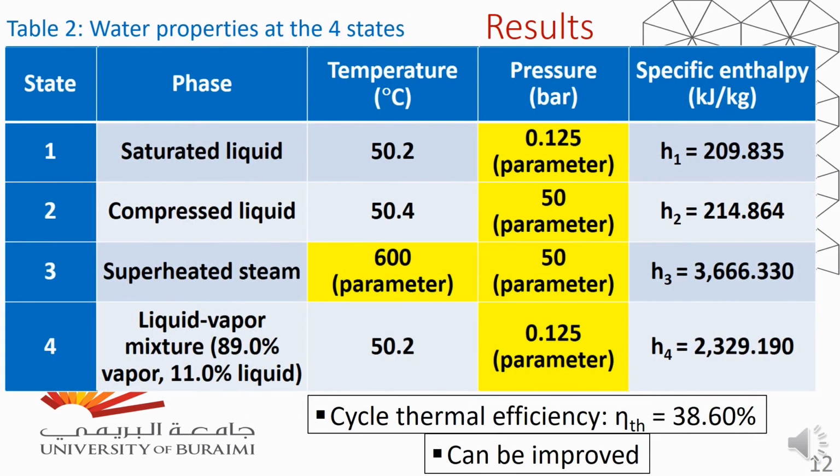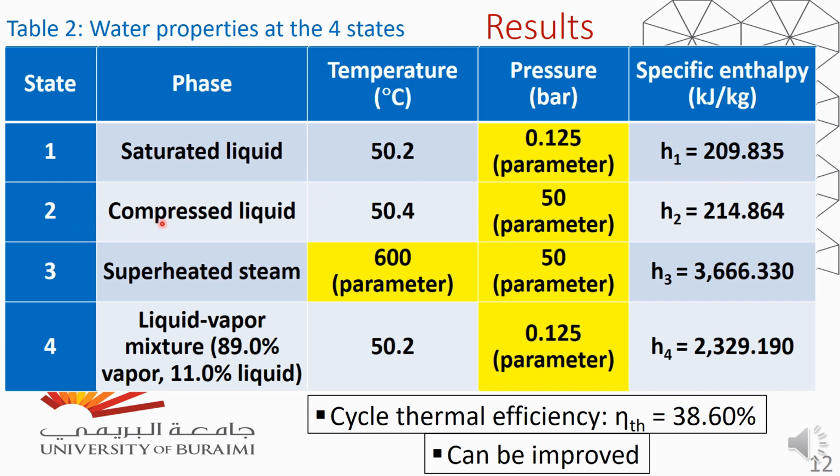Now here are the results. Table number 2 shows the 4 states, the properties of water in each of these 4 states. State number 1, we have saturated liquid water with a temperature of 50.2 degrees Celsius and the pressure is 0.125 bar, or 1/8 of a bar, which is approximately 1/8 of a standard atmosphere. It's a very, very low pressure, and h1 is shown here.